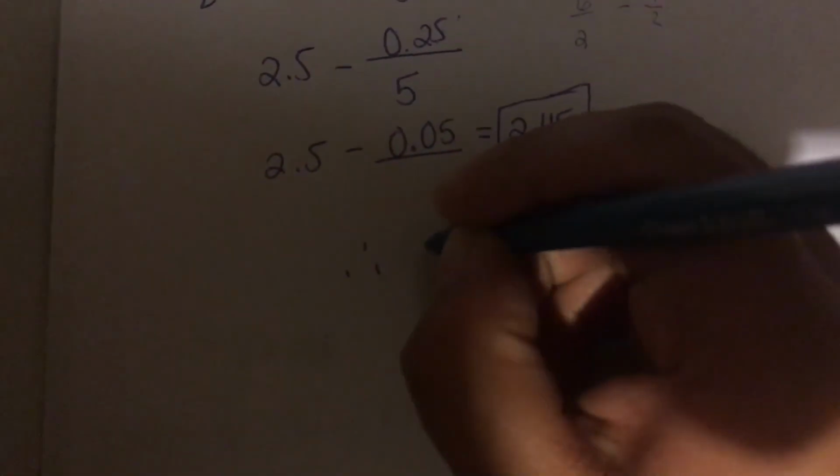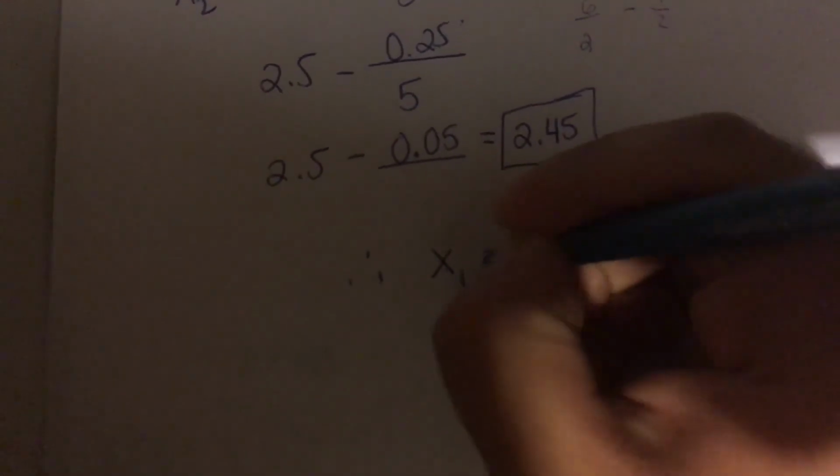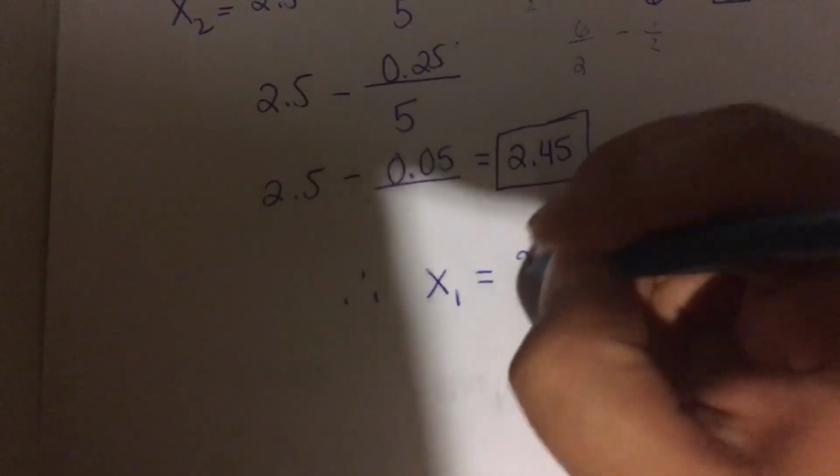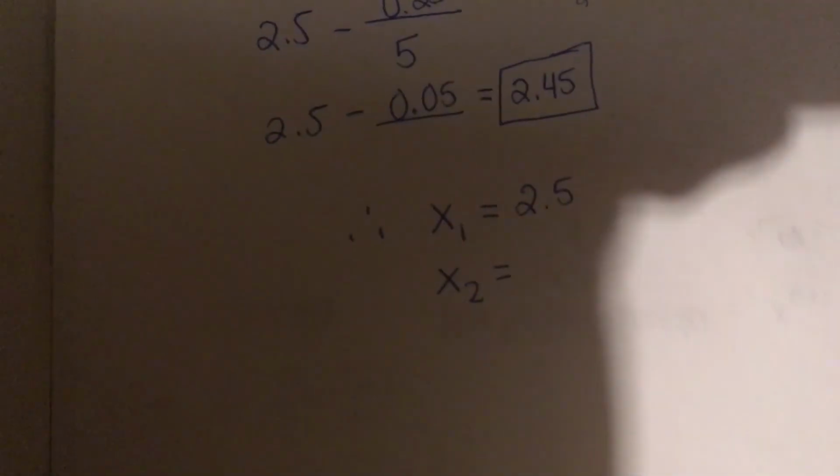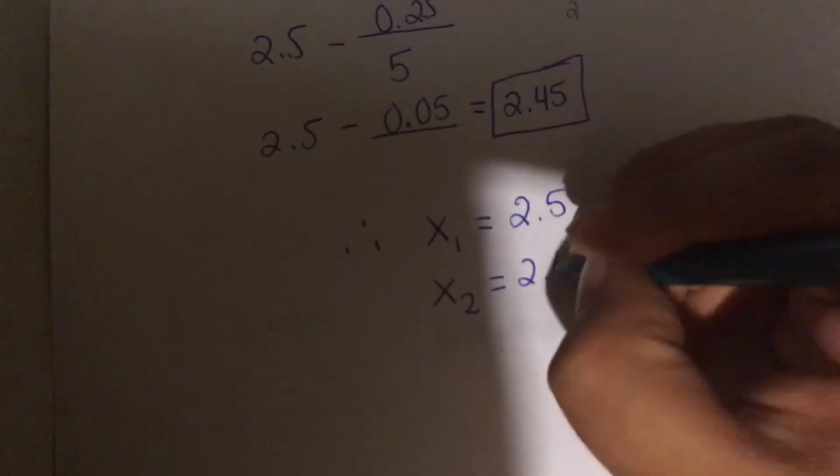Therefore, this is how my professor does the therefore, but if you want to write it out, go ahead. Therefore, x sub 1 is equal to 2.5, and x sub 2 is equal to 2.45.